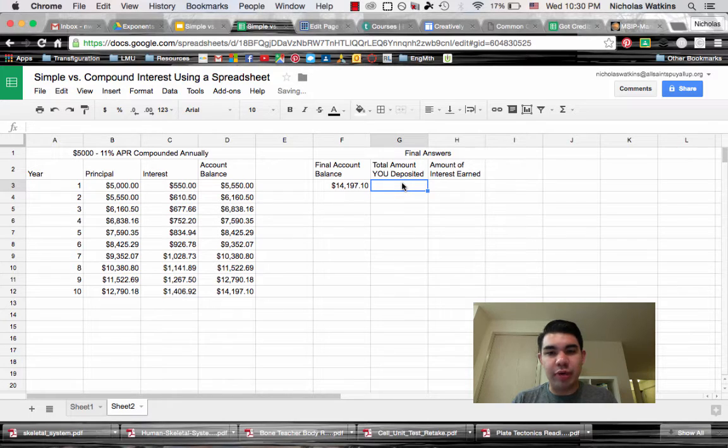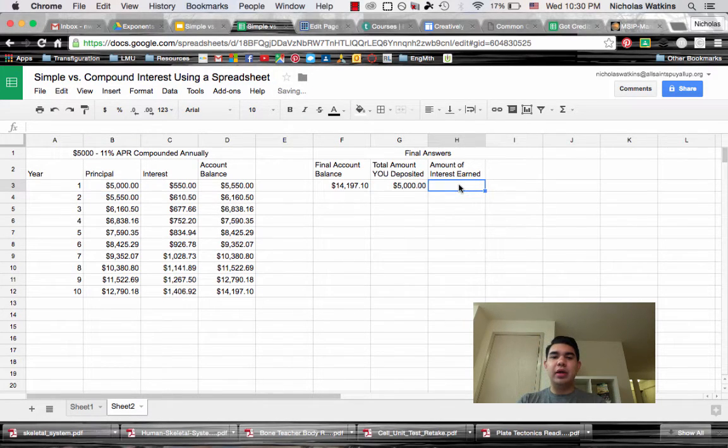Okay, total amount of money that you deposited. So this is going all the way back to the very beginning, the very first number that we started with on year 1. How much money did we start with in the bank? So again here, we could type in 5,000, but again, we're just going to use the formula, so this is going to be equal to, and this is our very first cell that we typed in, so B3.